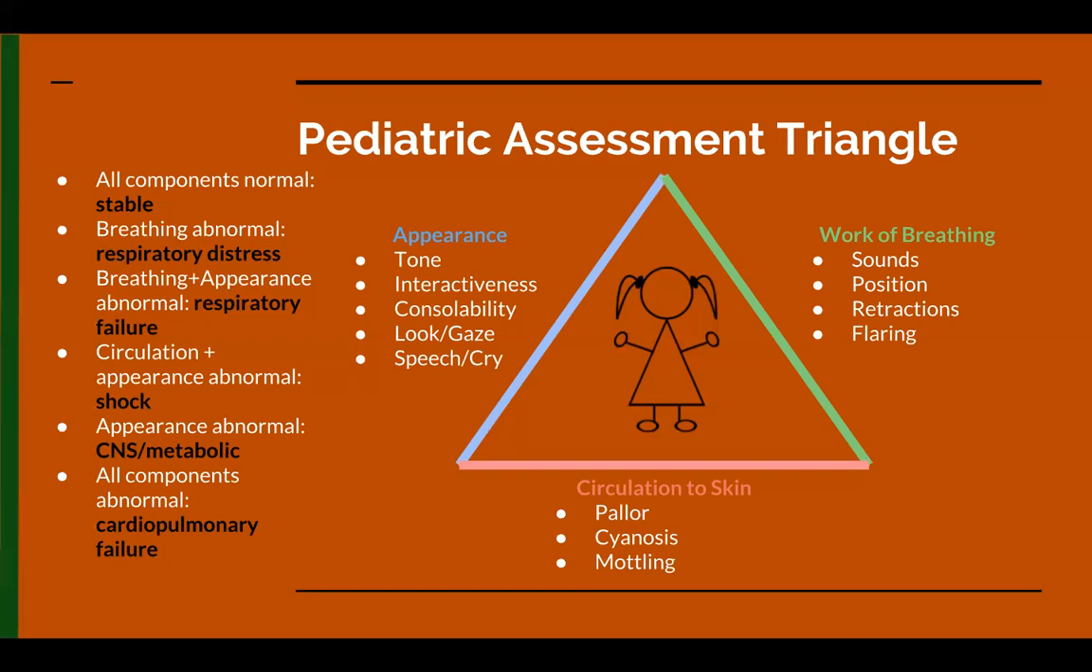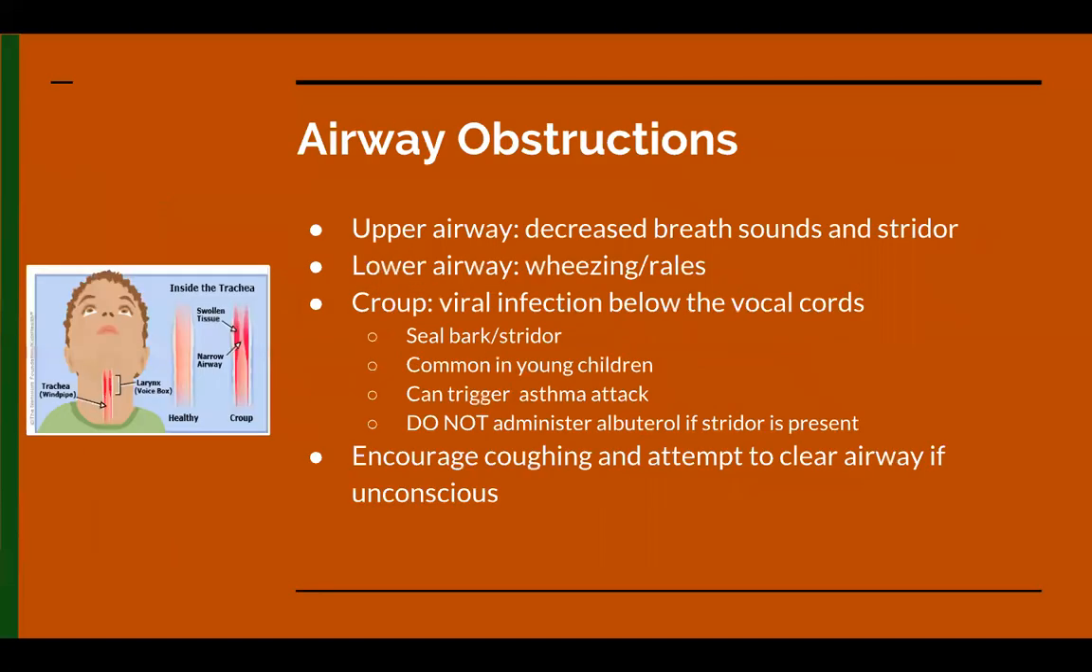Also, adults make it very clear when they're sick or about to die. They're going to be like, hey, stupid, I'm dying, help. But kids, it's not as obvious. They compensate really, really well, and then they drop rapidly. So you need to pay attention to the really subtle signs and act accordingly with those. So memorize that triangle. Okay, airway obstructions.